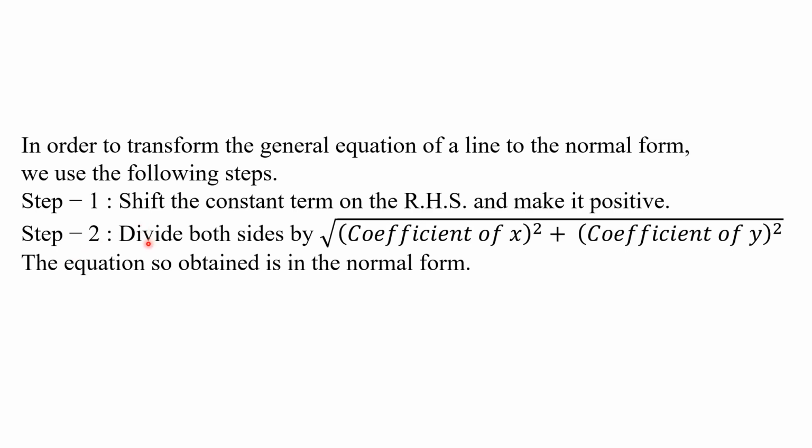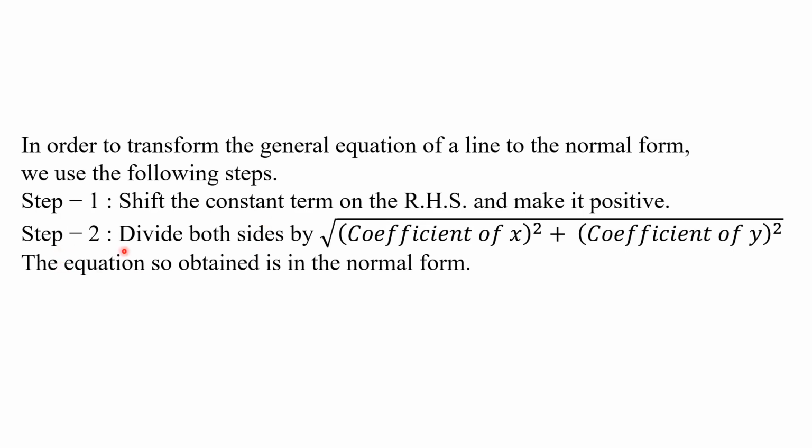Right. See the first step. Shift the constant term on the RHS and make it positive. This is the first step. In the general equation of a line, first of all, we have to transpose the constant term to RHS and we should make it positive. Understood this first step, my children?